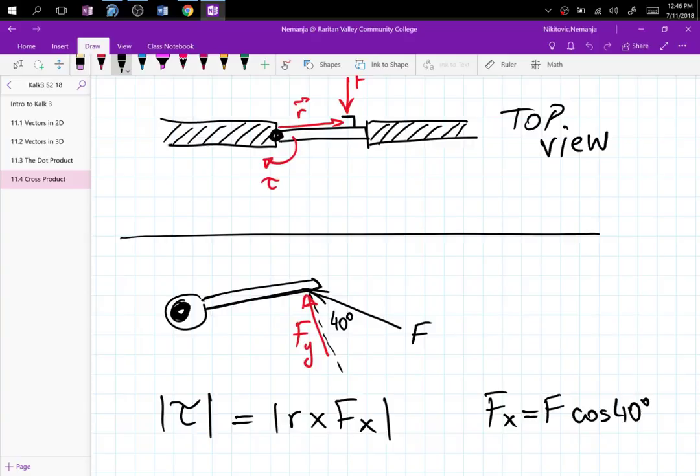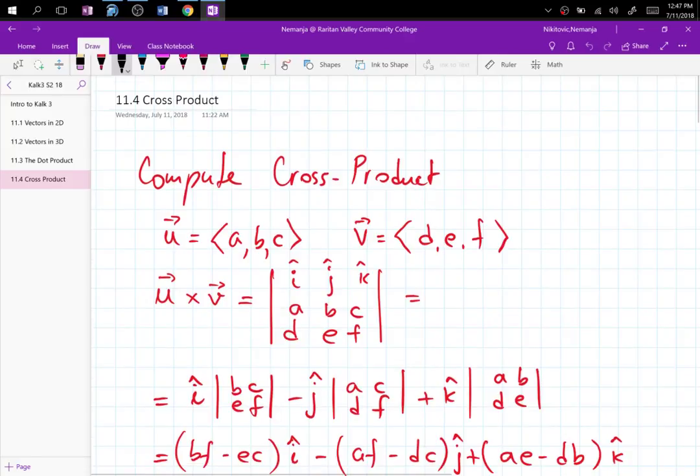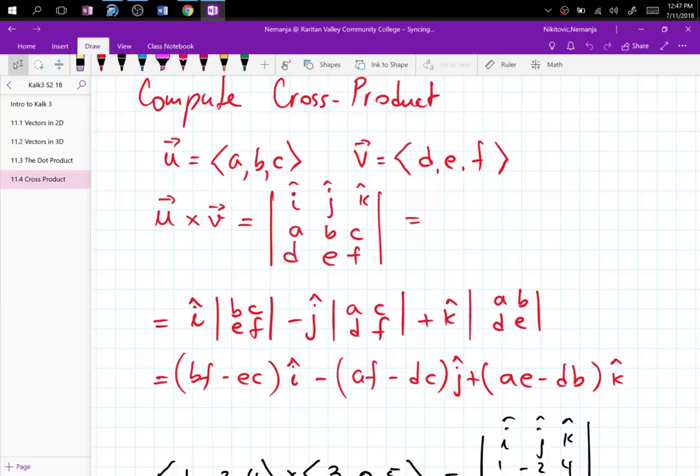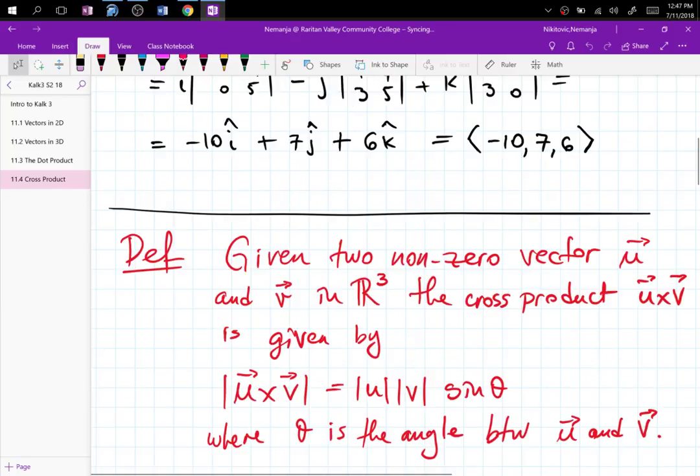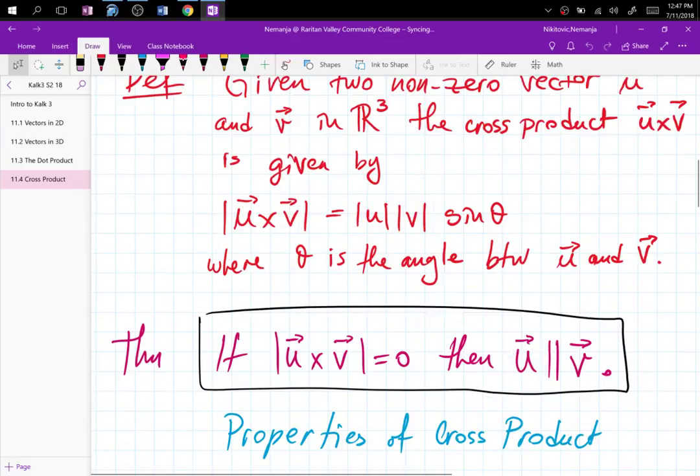So that's that. That's the cross product. So for the cross product, we have to compute the determinant of the 3x3 matrix, which breaks into 3 2x2s. The definition is given with the sign of the angle. Hopefully you will not use this formula to compute angle between two vectors because dot product is much faster. If the cross product is 0, then the vectors are parallel.